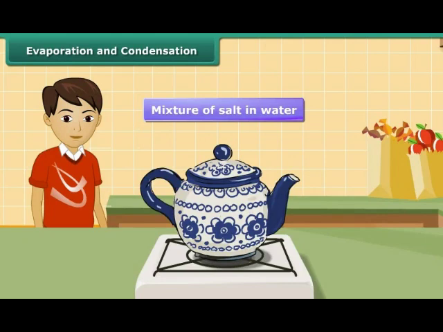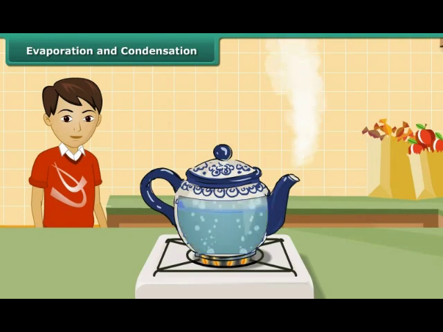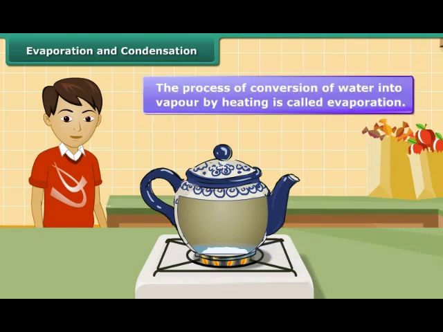When we have a mixture of salt in water to separate, we take the solution in a kettle and cover it with a lid. Now gently heat the kettle for some time. Heating transforms water into vapor that escapes from the spout of the kettle. Continue heating till all the water gets converted into vapor and only salt is left behind in the kettle. Thus, salt dissolved in water can be separated from the water through this process. This process of conversion of water into vapor by heating is called evaporation.